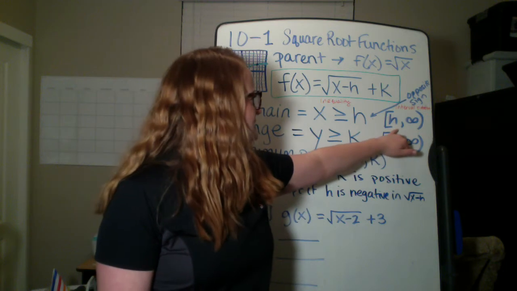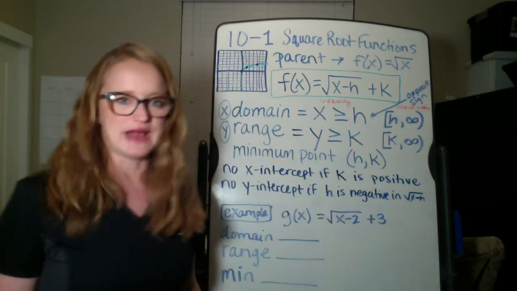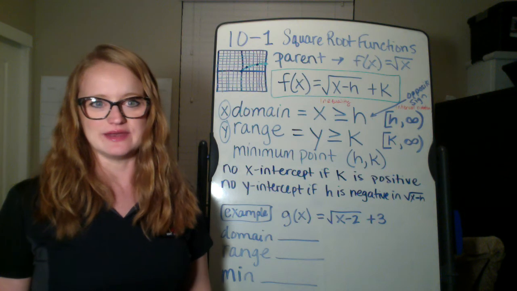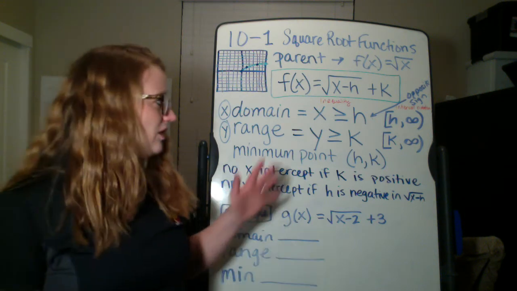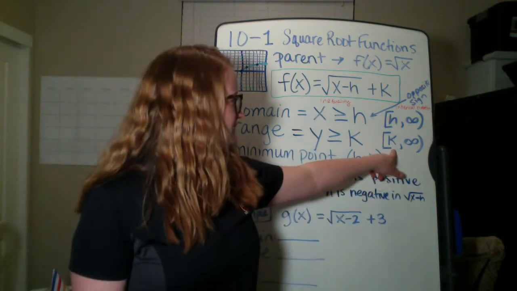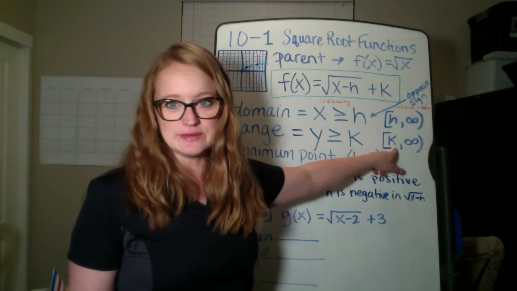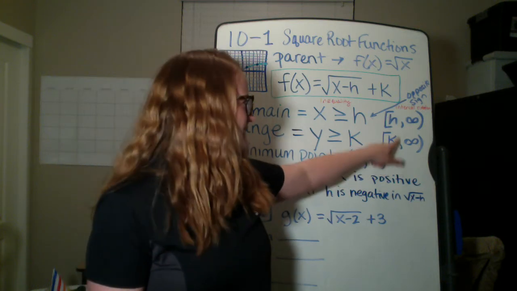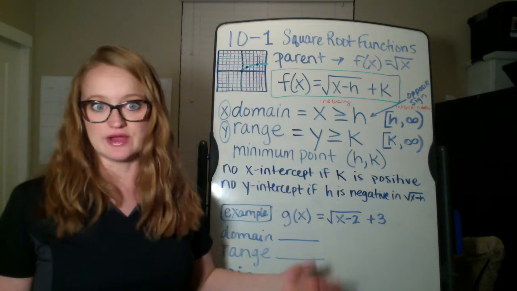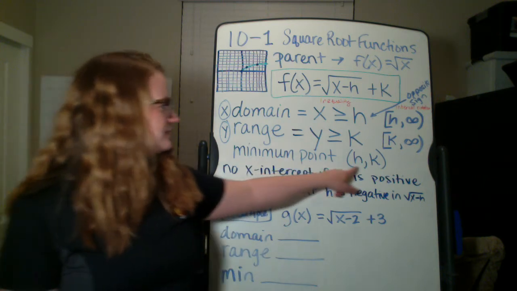So it's going to look like this. This is meaning h, we're including that value of h with a bracket, and then the infinity sign is matched with a parenthesis showing that it goes on forever. All positive values that go on forever. Same thing here, the k value, it means that it includes whatever number k is, showing the bracket, and then again with the infinity sign showing that it goes on forever. And then the minimum point on the graph would be (h, k).